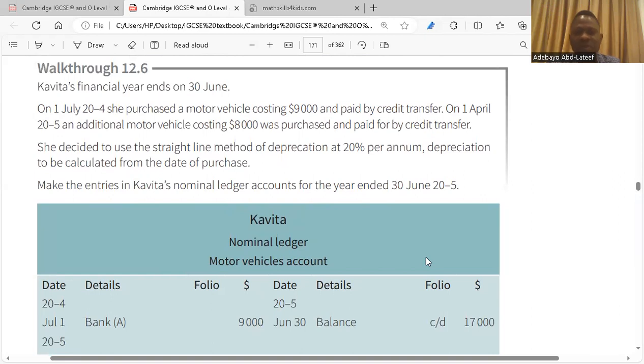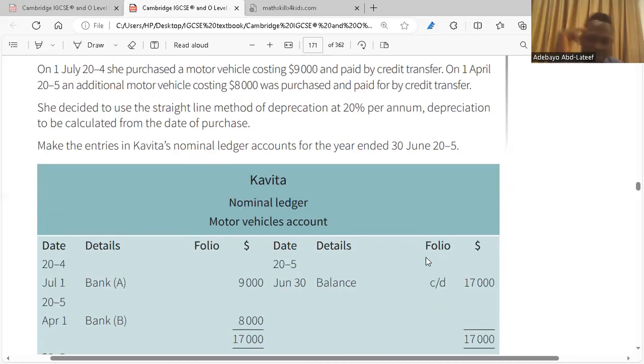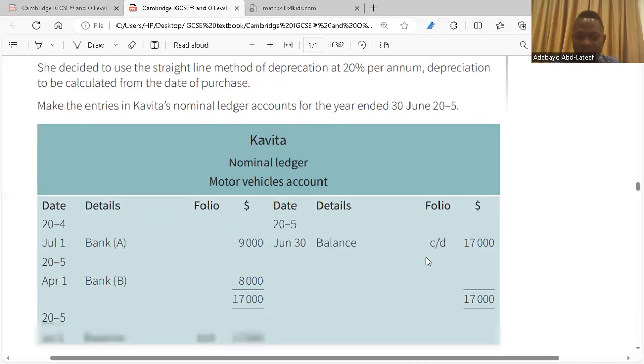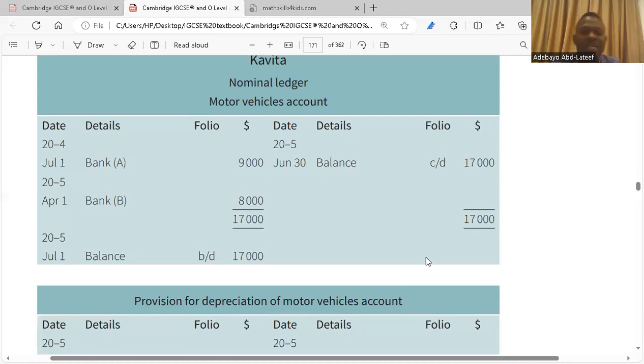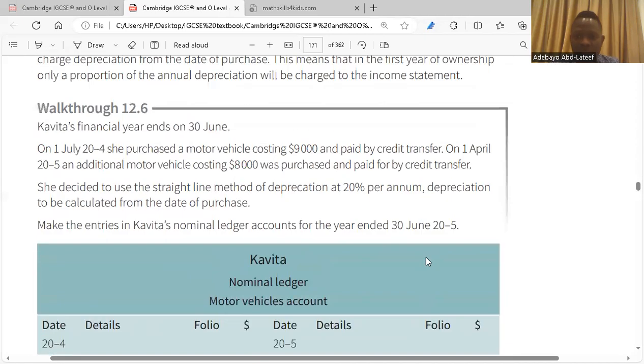Here they said, on July 1, she purchased a motor vehicle costing 9,000 and paid by credit. An additional motor vehicle costing 8,000 was purchased and paid for by credit transfer. She decided to use the straight line method of depreciation at 20%, to be calculated from the date of purchase. So we have the motor vehicle account for two motor vehicles. The first one is 9,000, the second one is 8,000. The balance will be 17,000 for the two motor vehicles that were bought. Now the provision for depreciation was set at 20%.